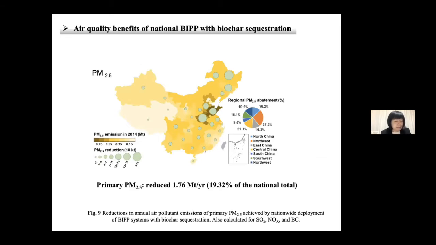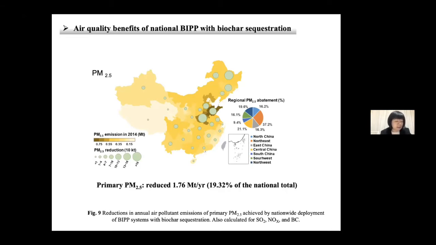The results indicate a significant reduction in China's air pollution, including decreases in emissions of sulfur dioxide, nitrogen oxides (NOx), for example, and primary PM 2.5. Let's take PM 2.5 as an example. The BIPP could contribute to a reduction in annual emissions by 1.76 megaton, equivalent to about 20% of the total national primary PM emitted in 2014.